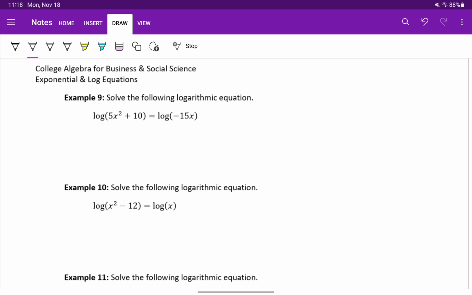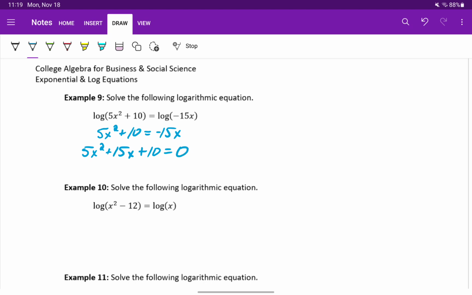Similarly, in example 9, the bases of the logarithms are the same on both sides. So what we need to solve is 5x squared plus 10 is equal to negative 15x. If we move negative 15x to the other side by adding it to both sides, then what we end up with is a quadratic equation.